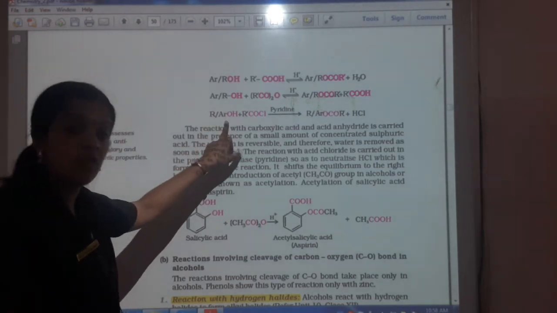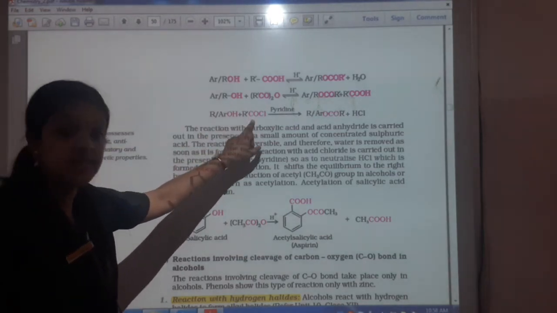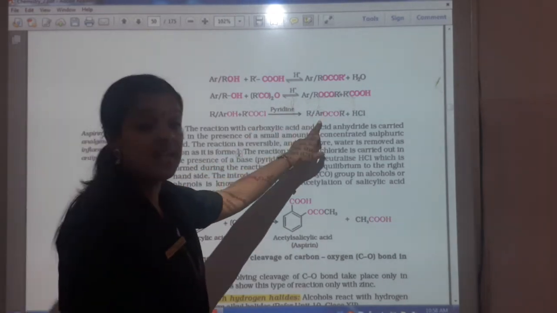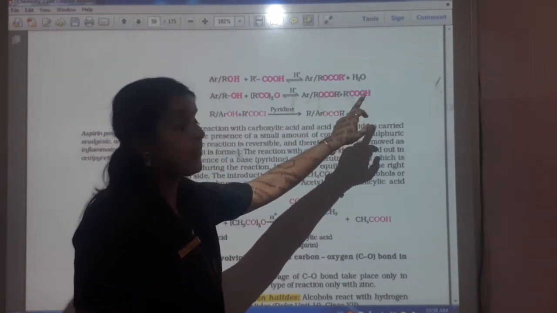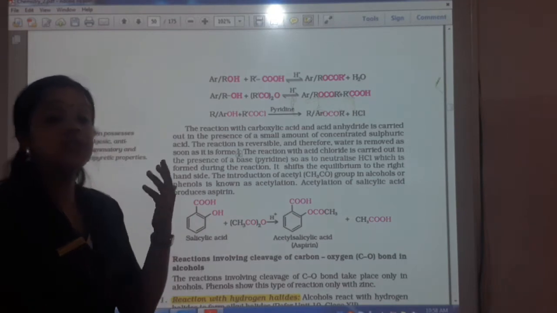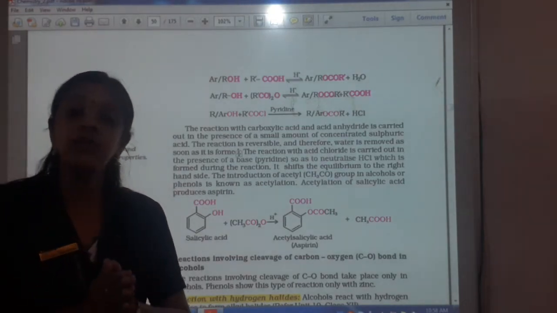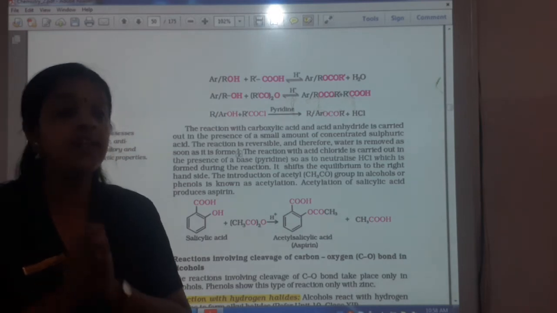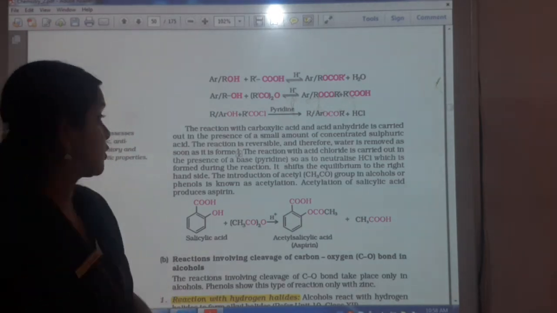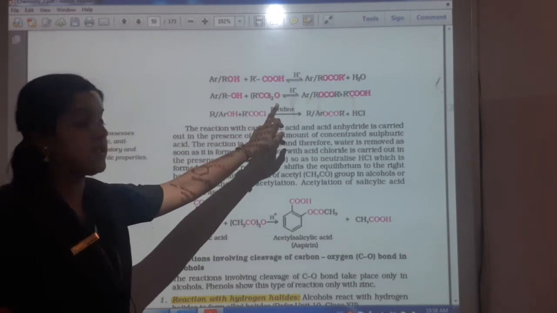When an alcohol or phenol reacts with an acid chloride, you get an ester and hydrochloric acid. Now this hydrochloric acid, which is formed as a byproduct, should be neutralized. How do we do a neutralization reaction? Only when you react it with a base. So here we use pyridine, which is a base.